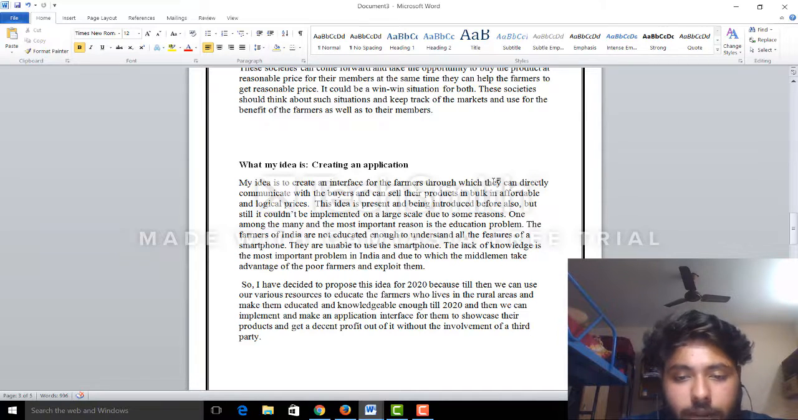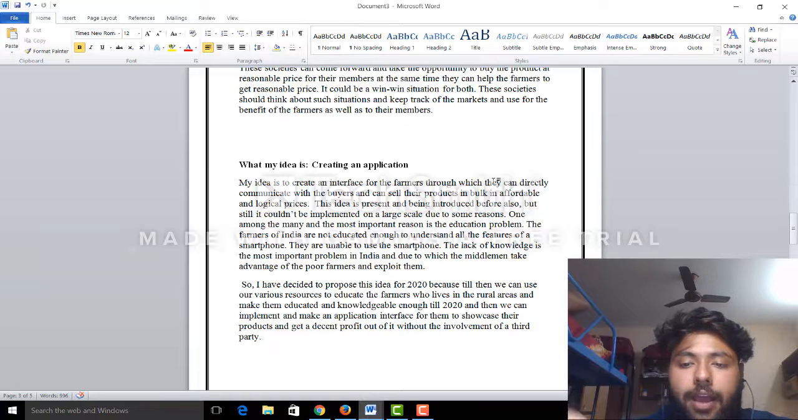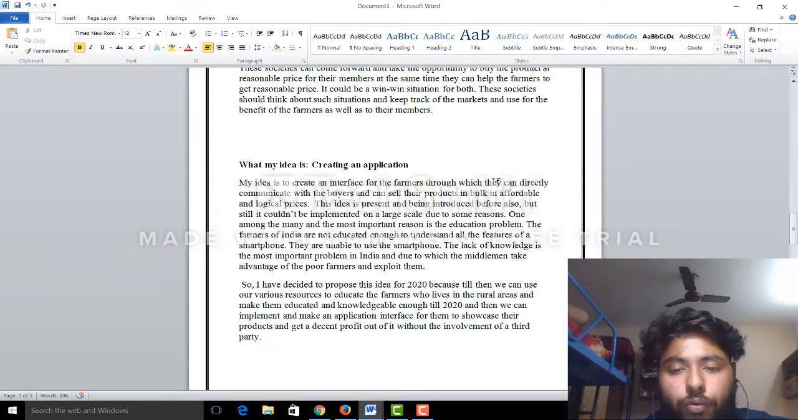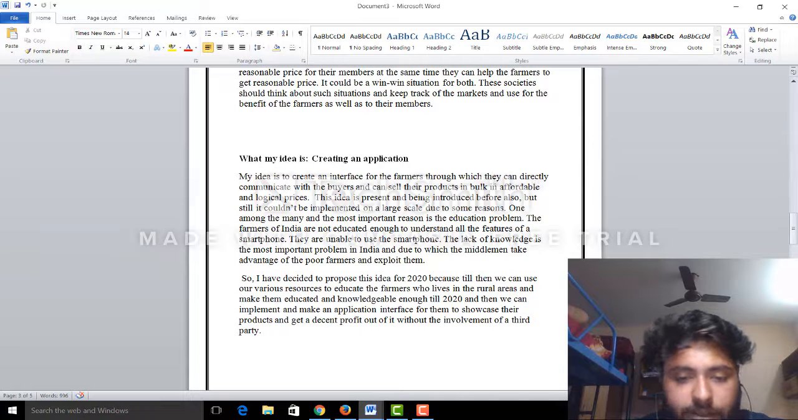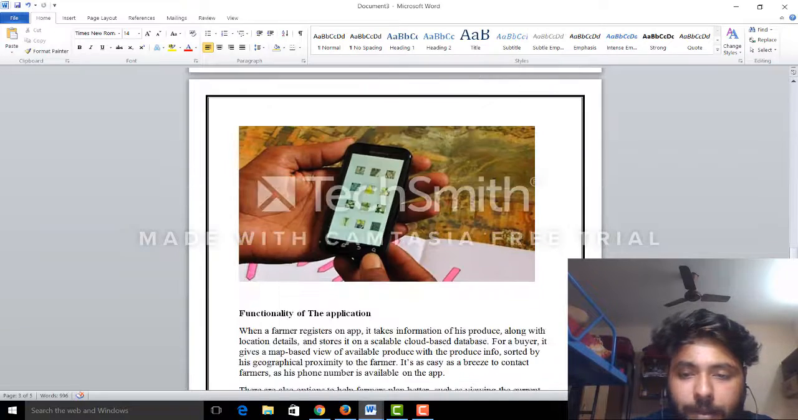The farmers of India are not educated enough to understand all the features of a smartphone. They are unable to use the smartphone. The lack of knowledge is the most important problem in India, due to which the middlemen take advantage of the poor farmers and exploit them. So I have decided to propose this idea for 2020, because till then we can use our various resources to educate the farmers who live in rural areas and make them knowledgeable enough. Then we can implement and make an application interface for them to showcase their products and get a decent profit out of it without the involvement of a third party.